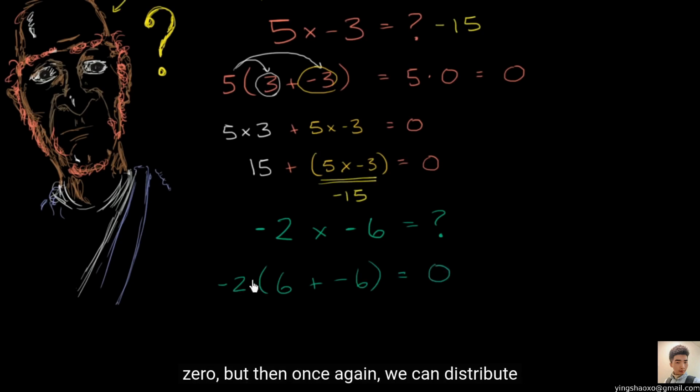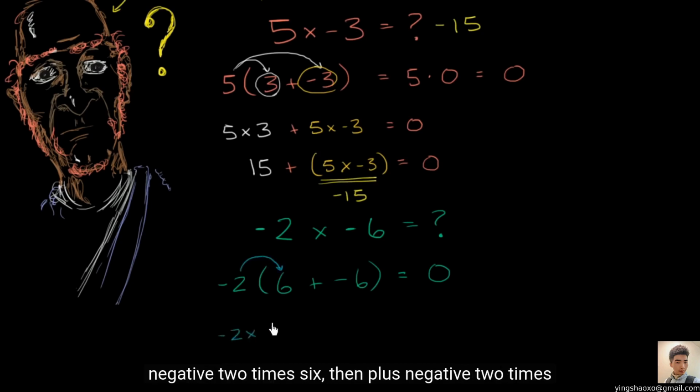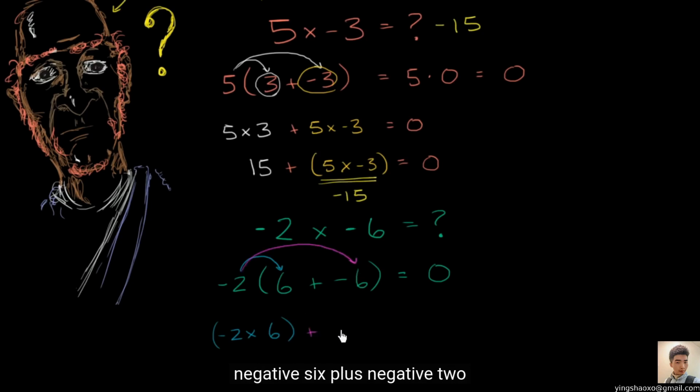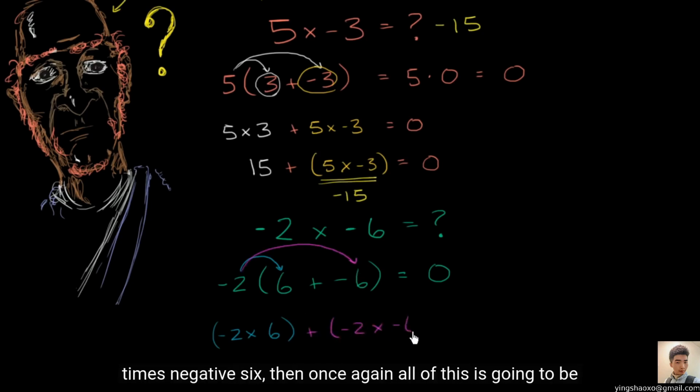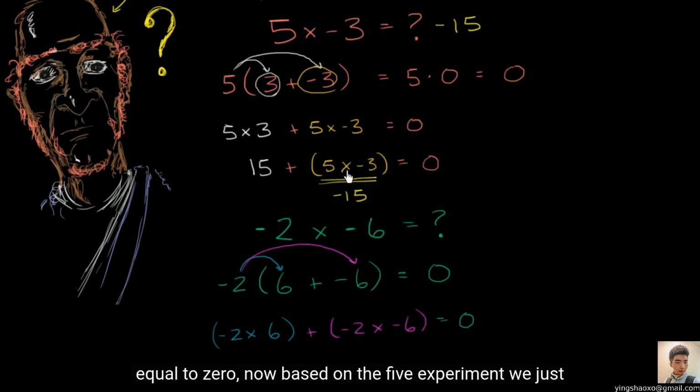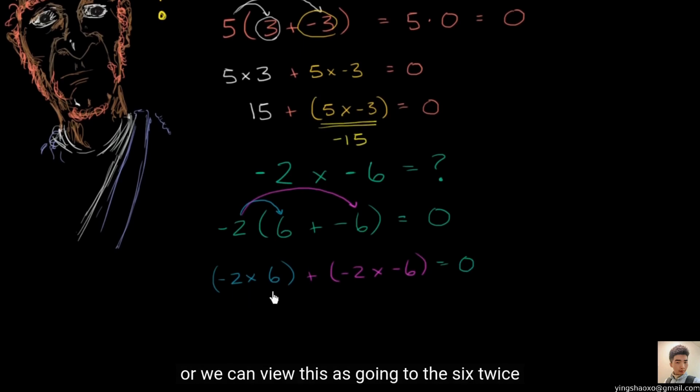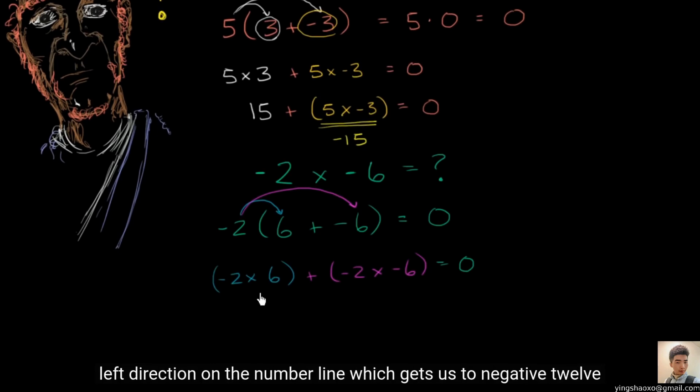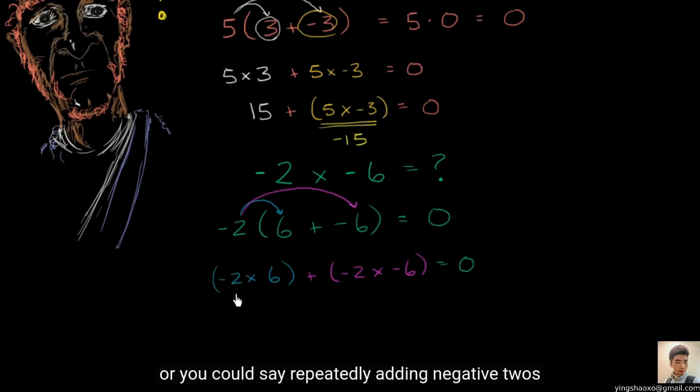But then once again, we can distribute. We can distribute negative 2 times 6. So we get negative 2 times 6 plus negative 2 times negative 6. And once again, all of that's going to need to be equal to 0. Now, based on the thought experiment we just did, this needs to be equal to negative 12. Or we could view this as going to the 6 twice in the left direction on the number line, which would get us to negative 12. Or you could say repeatedly adding negative 2 six times. That would also get you to negative 12.